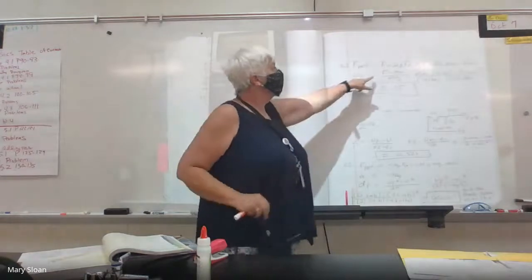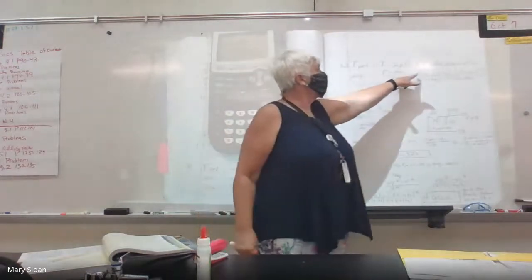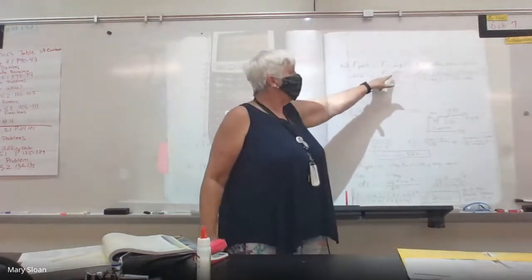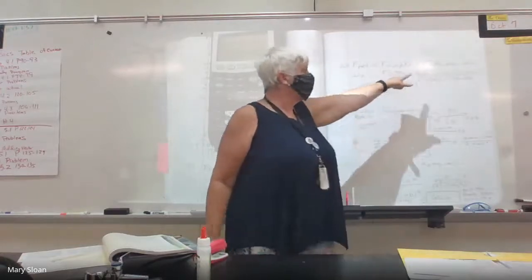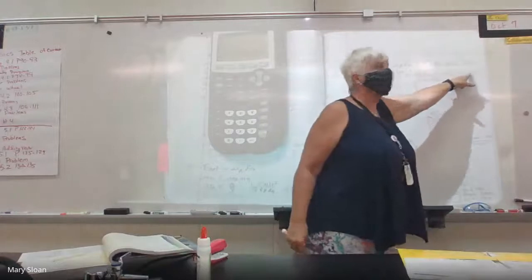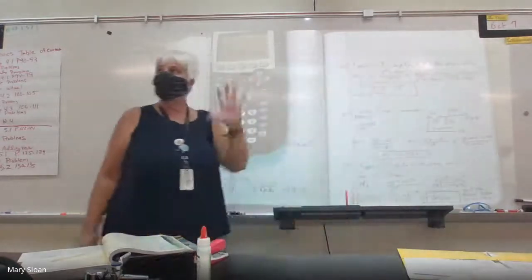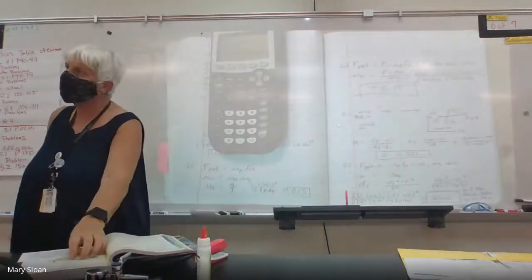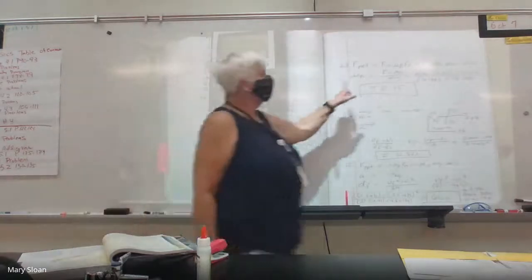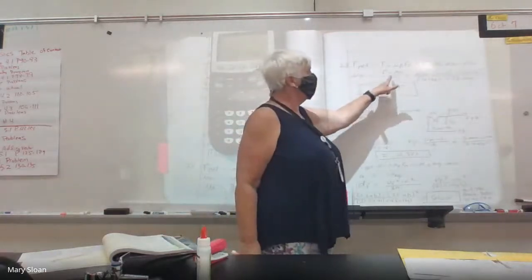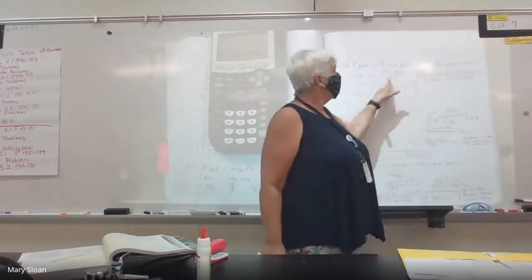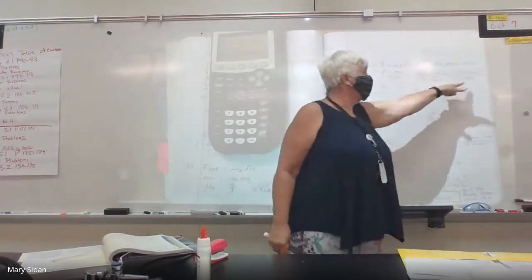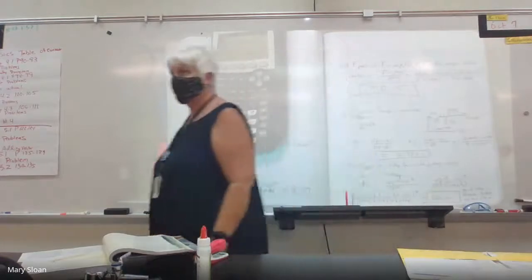So, force is 65 newtons. My mass is 41 kilograms. And my acceleration is 0.12 meters per second squared. I got that from the reading assignment. Then I'm going to divide that by my mass, which is 41 kilograms. And my gravity is always 9.8 newtons per kilogram.